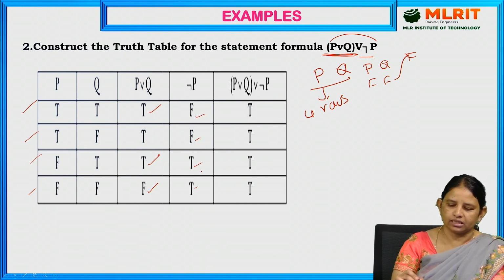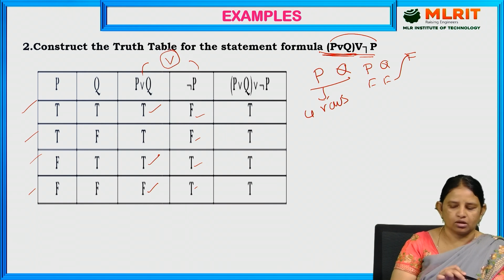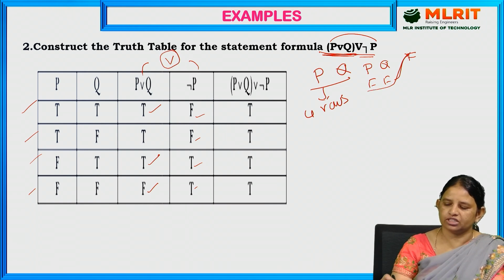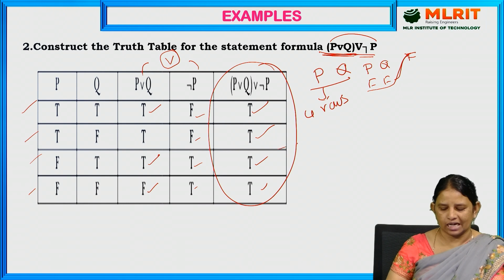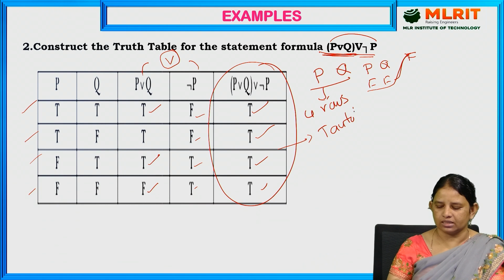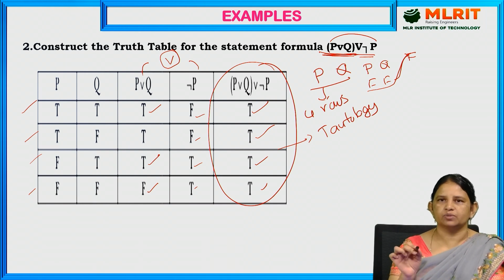Next, we need to take the result. That means for P or Q, negation P, we need to perform the OR operation. The OR operation returns false if both conditions are false. For all the remaining cases, it returns a true value. True, true, true, true. So here the final column of the truth table consists of all true values, then it is called a tautology.